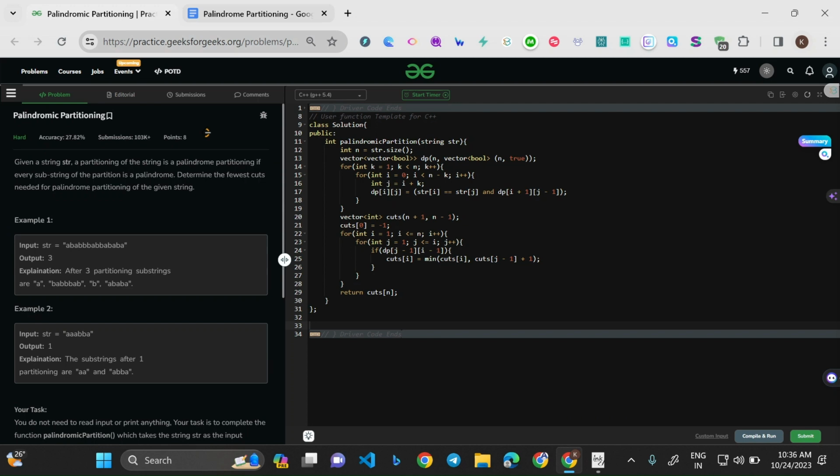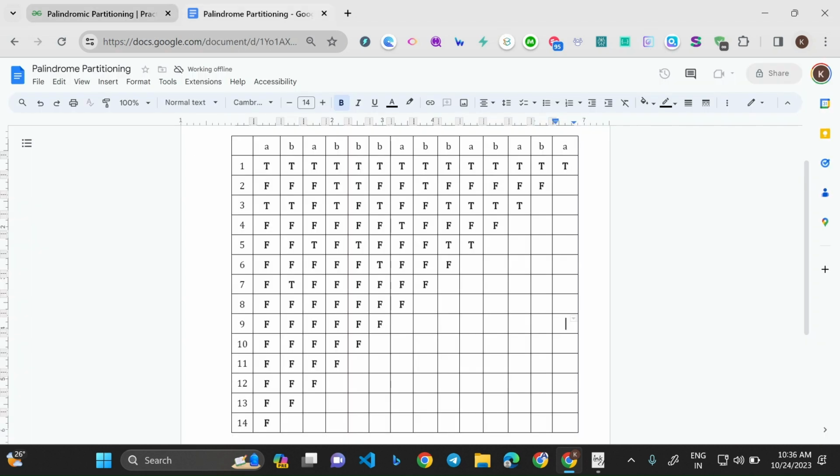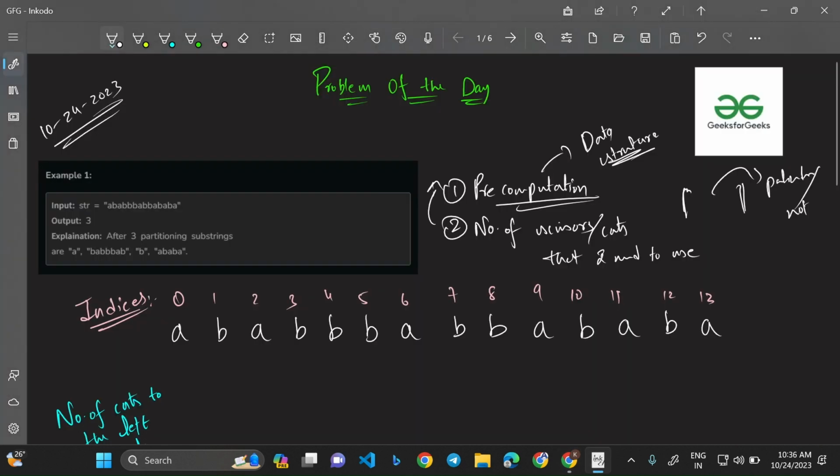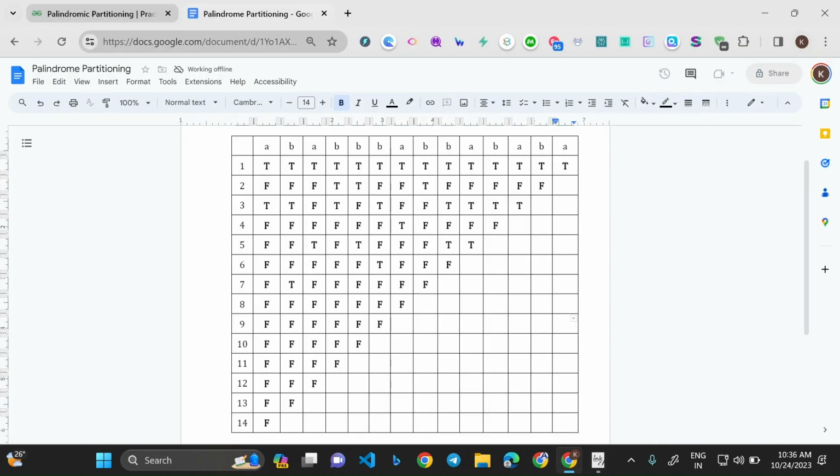So if we go to this part, this is the example that I've taken, A, B, A, B, B, B, A, like the first example that has been given. So what am I doing? I'm trying to use pre-computation here. First, starting from length one: A is of length one, B is of length one, A is of length one again, B is length one. So each and every individual character is of length one, and all of them would be palindromes.